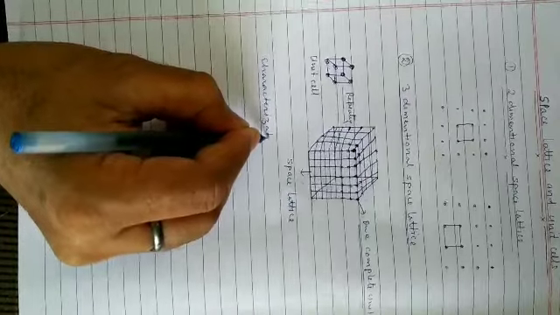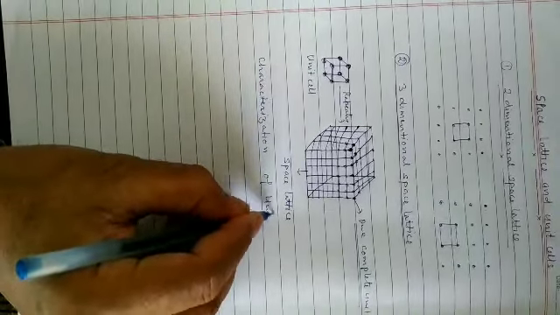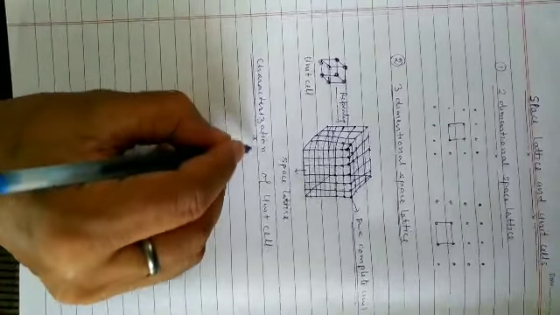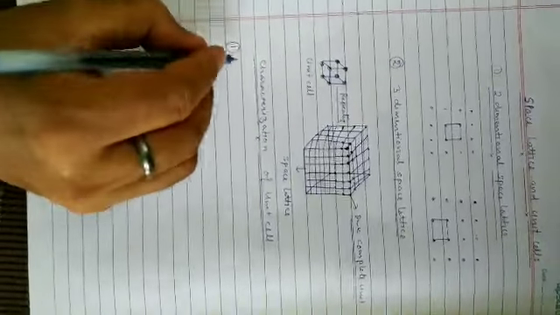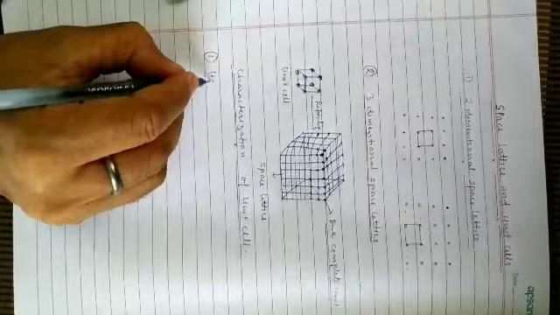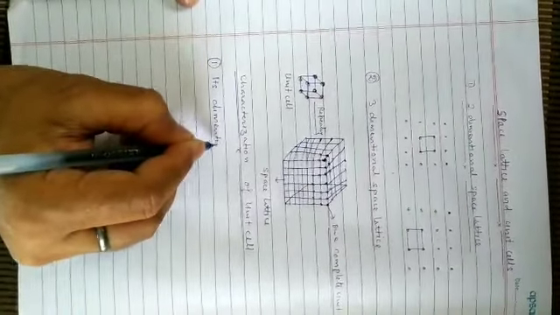Characterization of unit cell. So any unit cell can be characterized in two ways. First one is by its dimensions.